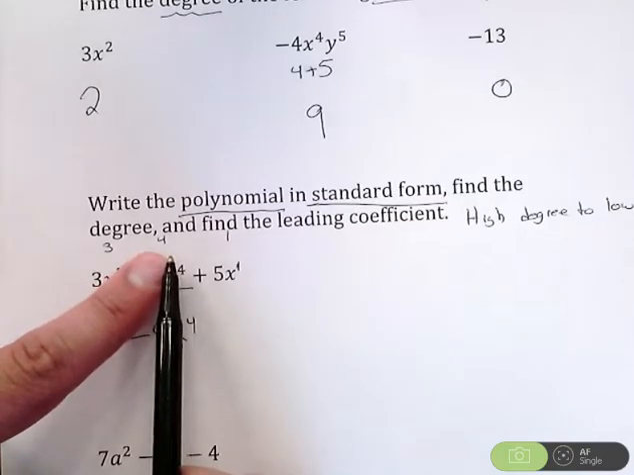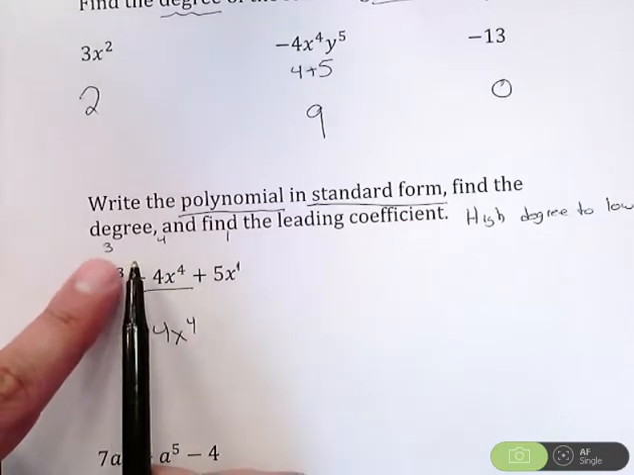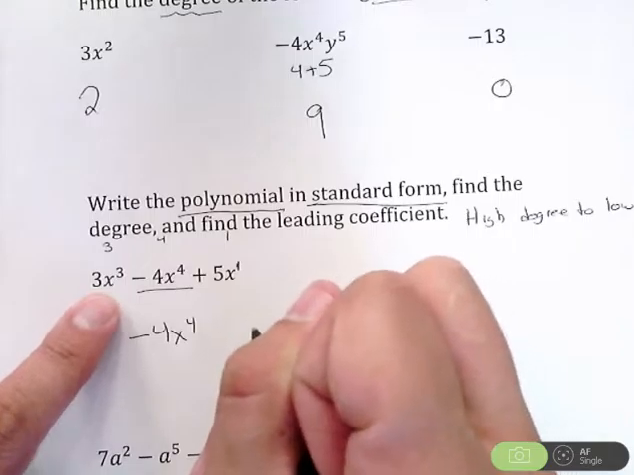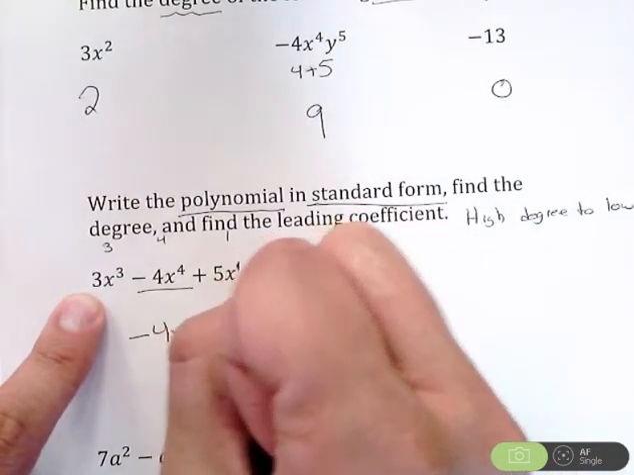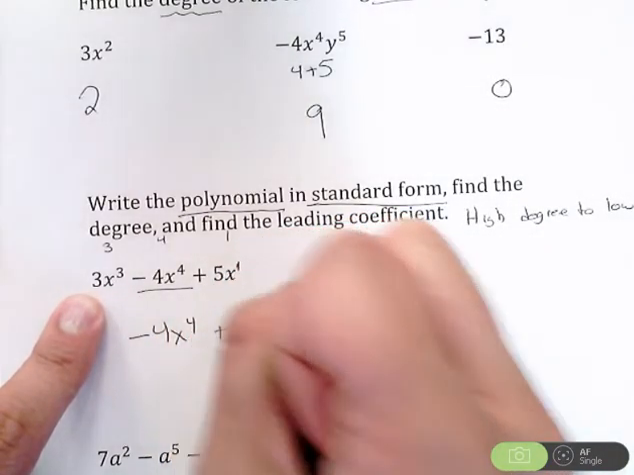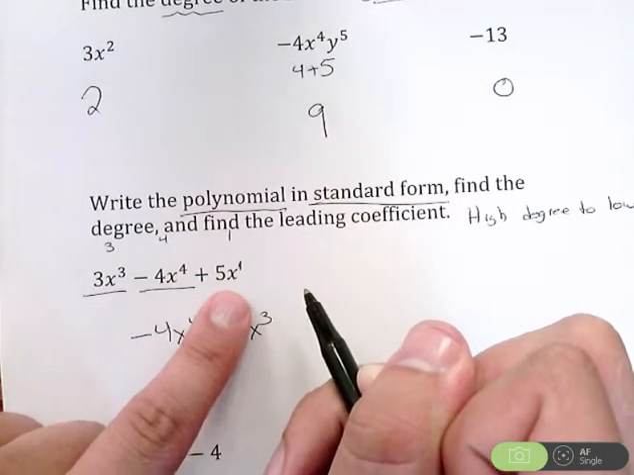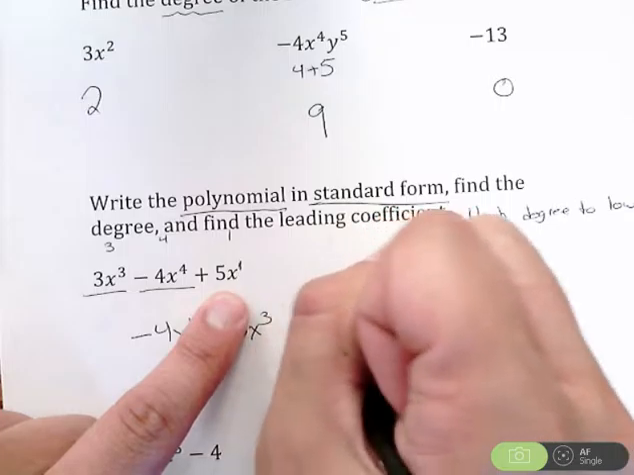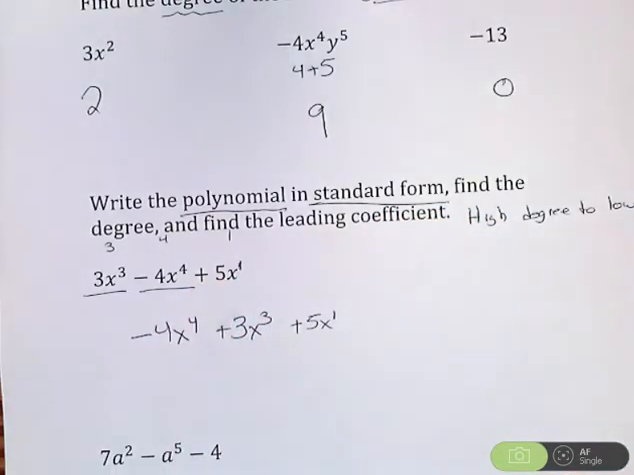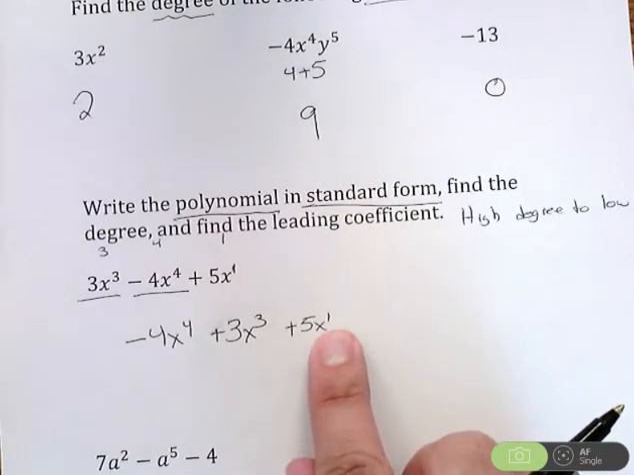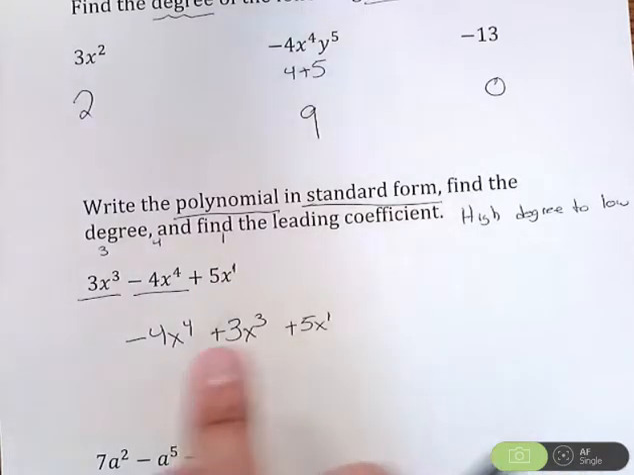After the degree of 4, if I'm going from high to low, next would be 3, so I should have 3x to the third. That is a positive 3x to the third, so we're going to have plus 3x to the third, which leaves my lowest degree, which is degree 1, for the back, 5x to the first. You don't need to write that exponent of 1. Typically it's written without it, but I'm doing that just to show degree there.